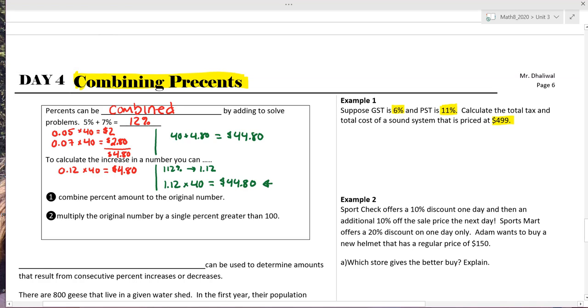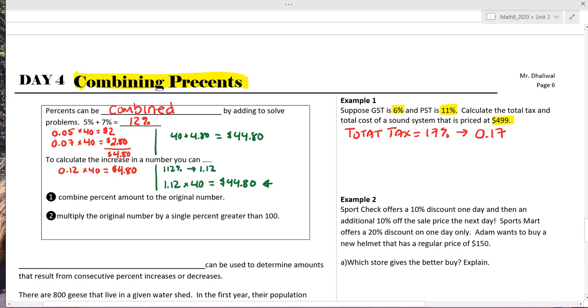Okay. So what is the total tax percentage we're paying? All right. We're paying 6% GST and 11% PST. So how much percentage are we paying tax? Or 17%, which is 0.17. So total tax is 17%. And that can be rewritten as a decimal as 0.17.